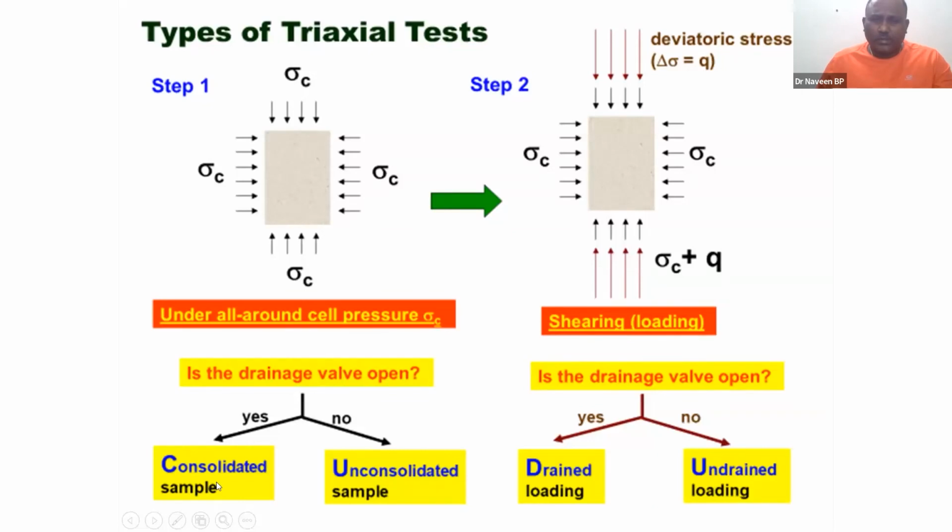So I told you, the UU test, unconsolidated sample. First you will be sampling. You will be keeping the soil completely in water to make it saturated. When doing the test, there will be no valve open. Then it will be unconsolidated. When there is drainage, here the valve will be open. Then it will be drainage. When there is no valve open, then there will be no drainage.